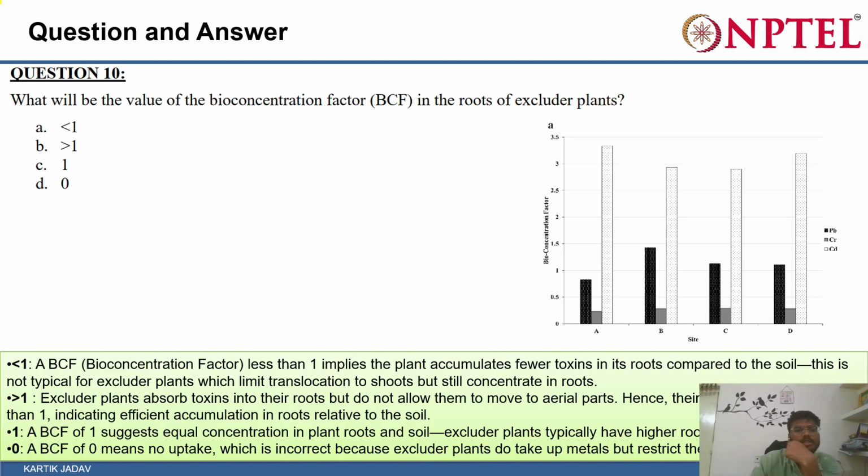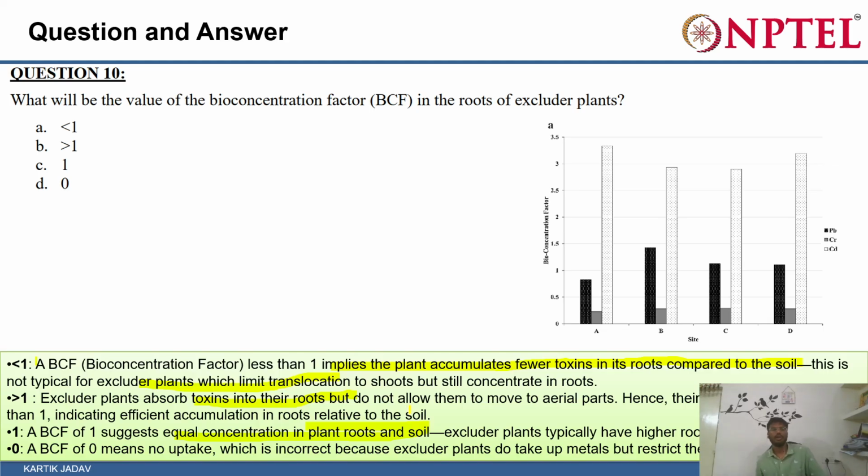What will be the value of bioaccumulation factor in the roots of excluder plants? So whenever bioaccumulation factor is less than 1, it means the plant accumulates fewer toxins in the roots compared to the soil. This is not typical for excluder plants, which limit the translocation to shoots but still concentrate in roots. Whenever it is greater than 1, the excluder plant absorbs toxins into the roots but does not allow them to move to aerial parts. Hence, their bioaccumulation factor in roots is greater than 1, indicating efficient accumulation in the root relative to the soil. While when its value is 1, it suggests equal concentration in plant root and soil, and 0 means no uptake by root, which are incorrect.